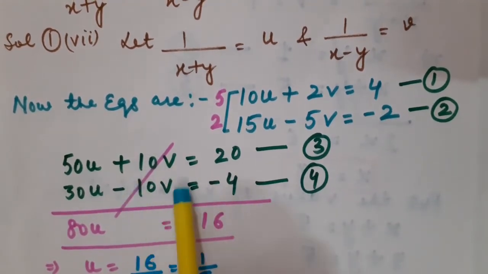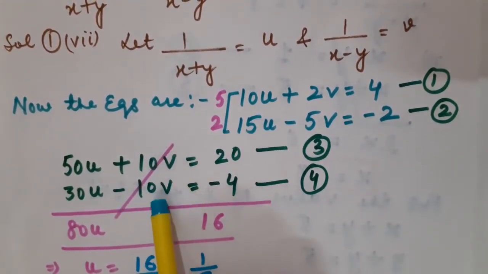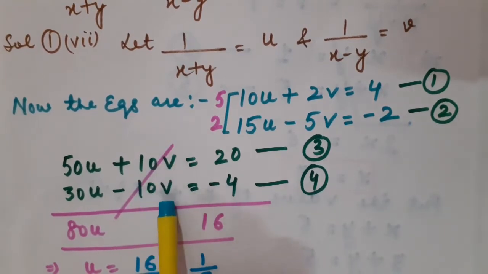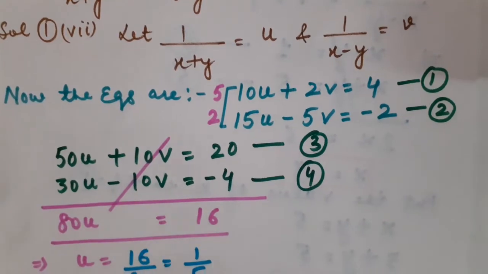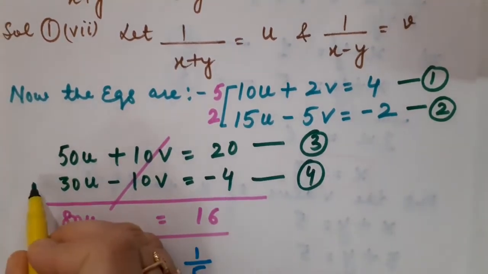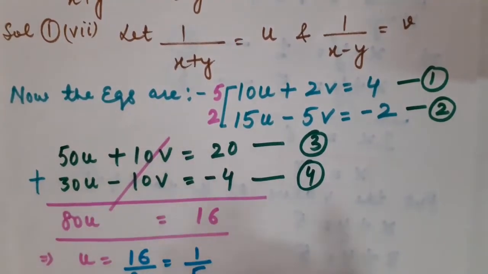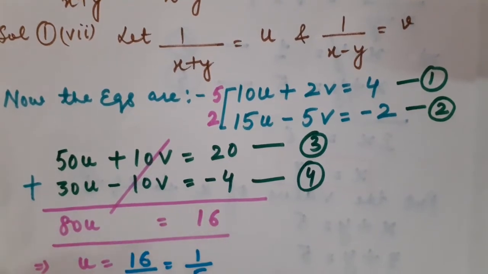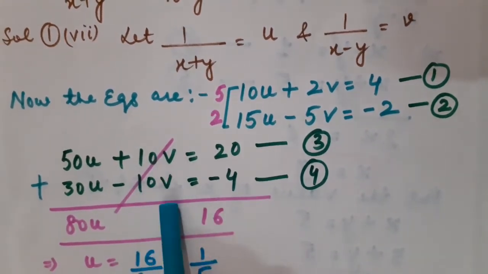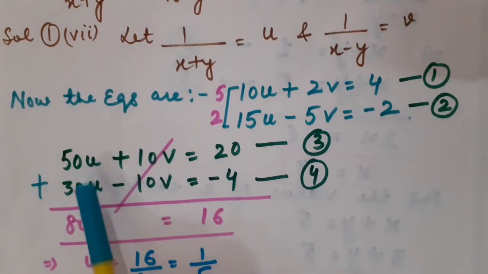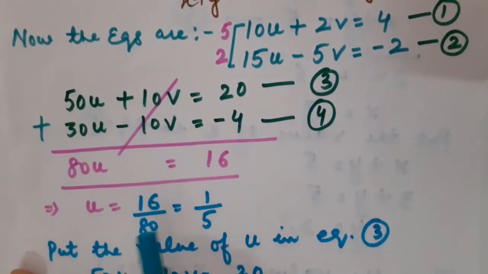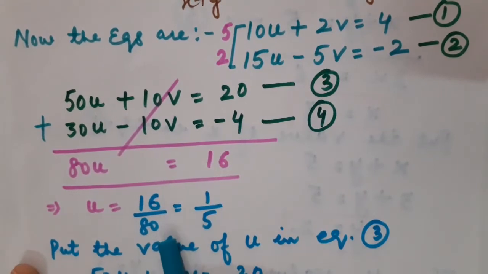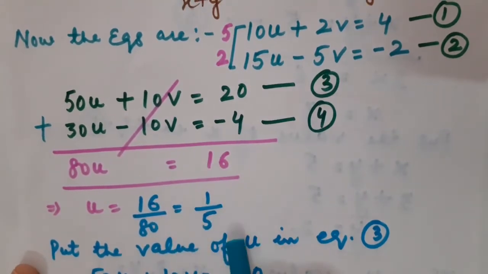Children, here you can see that 10v and 10v, they both are the same. They are having the same numerical coefficient with a different sign. So what I am going to do, I am just going to add both the equations. Adding both the equations, definitely this plus 10v will be cancelled with minus 10v, correct? Here I have got 80u is equal to 16. So what is the value of u? u is equal to 16 upon 80. That is 1 upon 5.